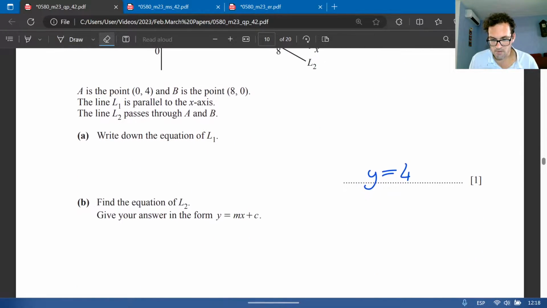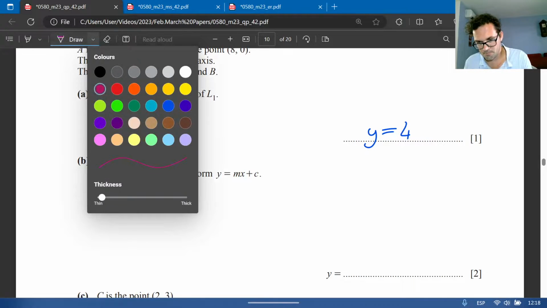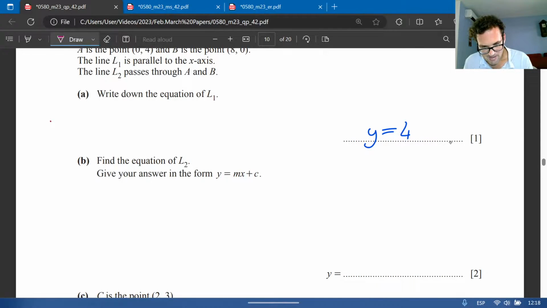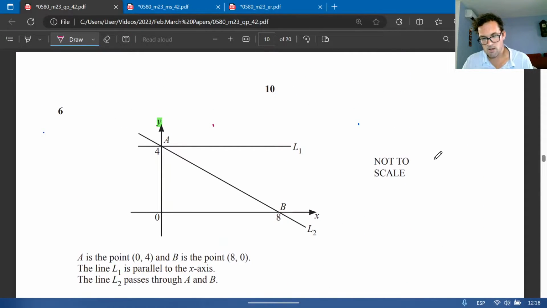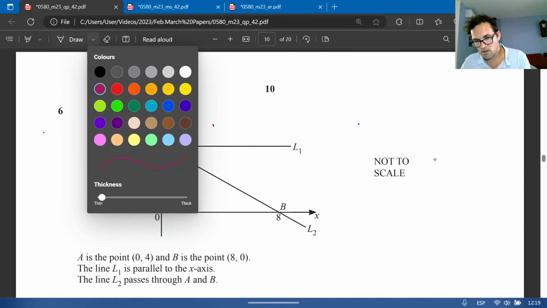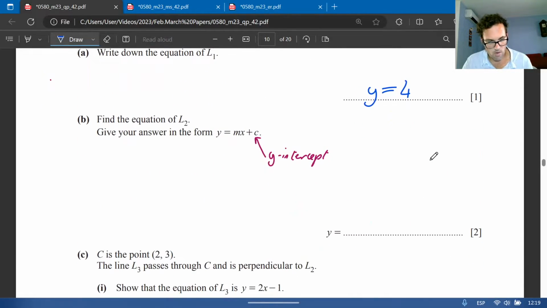Then find the equation of L2. Give your answer in the form y equals mx plus c. Okay, so remember this. The c is the y-intercept. It means that is where the line crosses the y-axis. It crosses the y-axis again at 4. So at the end of our equation, we'll have a positive 4.